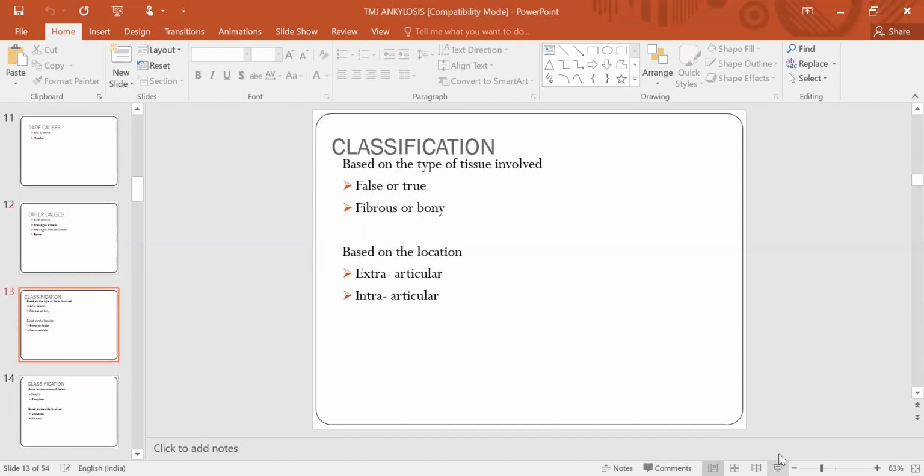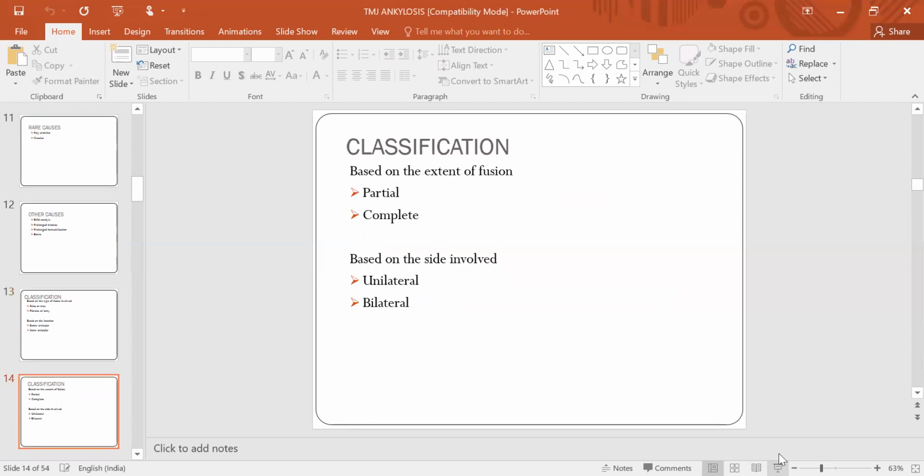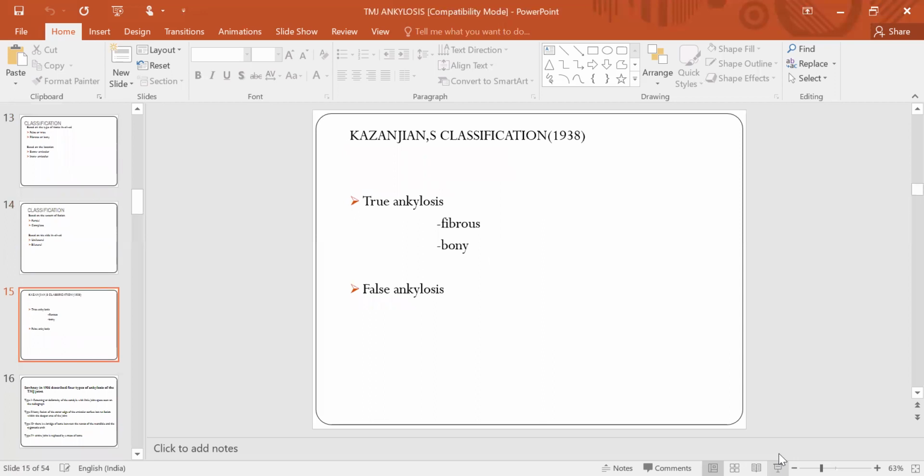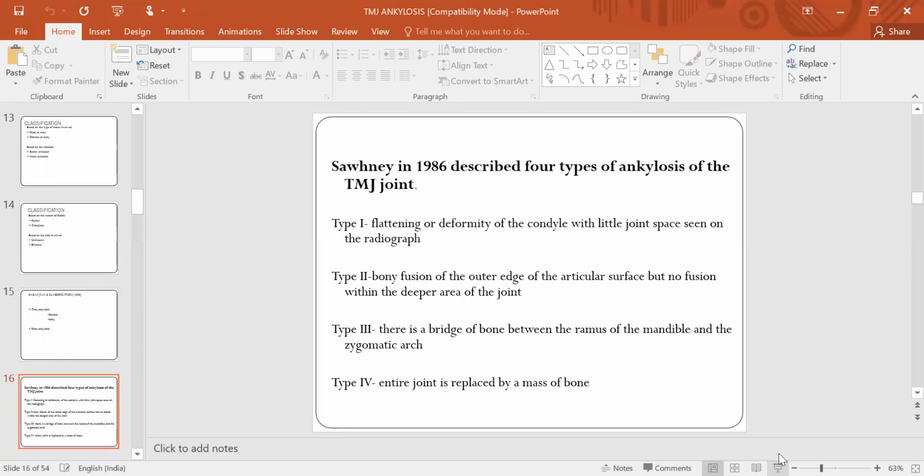So under the classification, we have true ankylosis and false ankylosis. There is fibrous or bony ankylosis, and based on location, extra-articular and intra-articular. Classification based on extent of fusion is partial and complete, and based on side involvement, unilateral and bilateral. In Kazanjian's classification, there is true ankylosis, which is fibrous or bony, and false ankylosis.